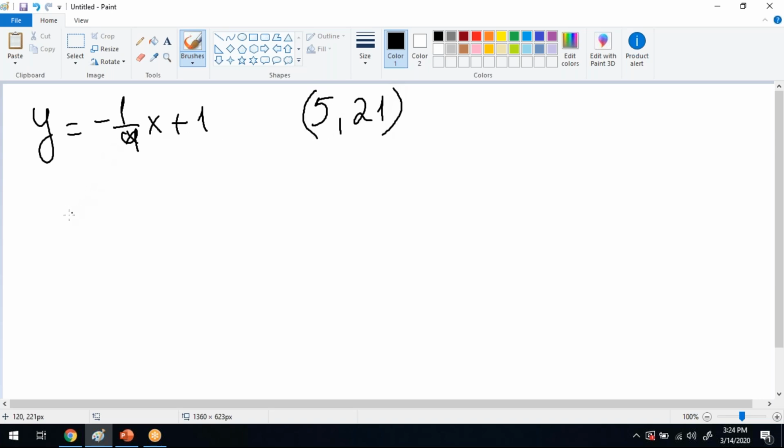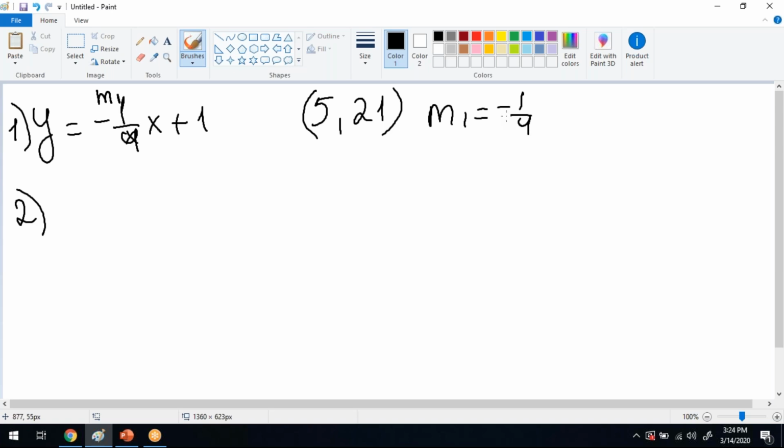So this is my first line. I want to find my second line. So the gradient of this line, let's say that this is my M1. My M1 is negative 1 over 4. I know that perpendicular lines have gradients which in multiplication give me negative 1.